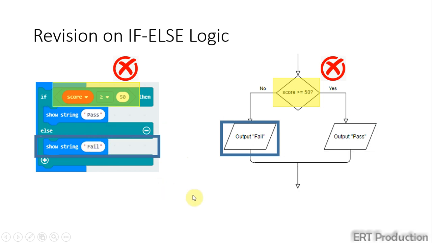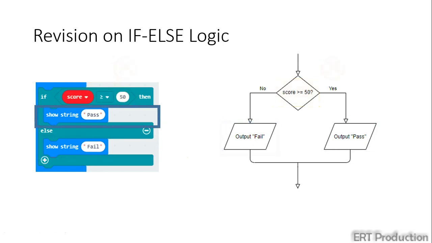One of the important concepts of the if-else structure is that either the if block here or the else block here will be executed, but not both. In terms of flowchart, it means that the program will only go through either the yes path or the no path, depending on the result of the comparison.